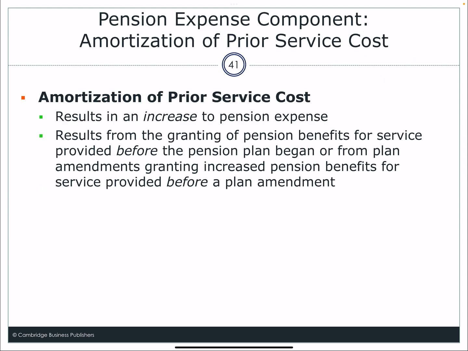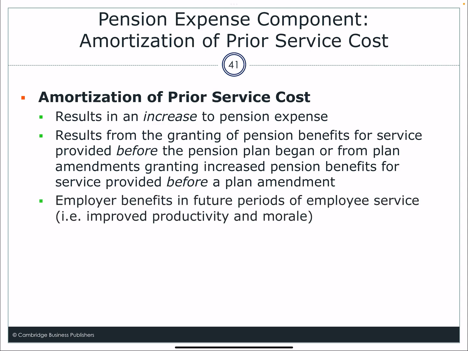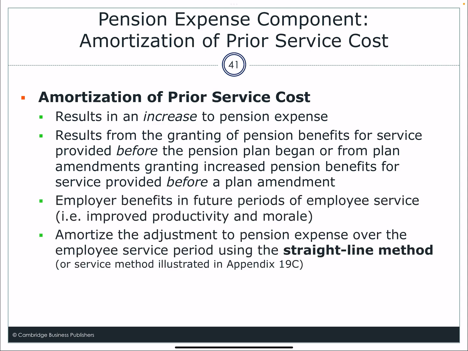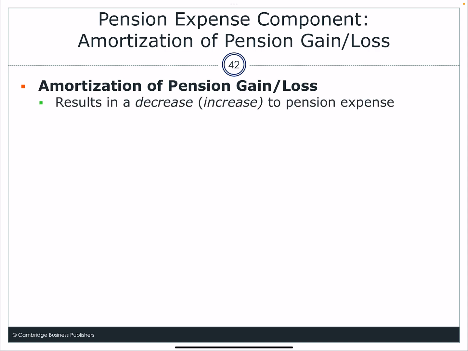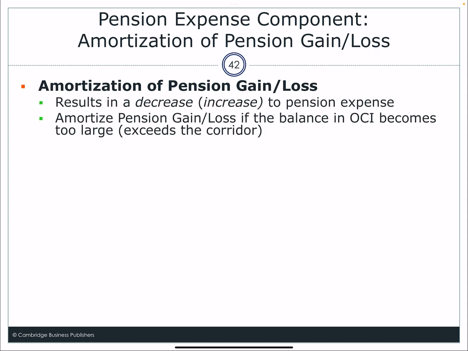And then again, we're going to have an increase to that pension expense for any prior service costs. So these are changes made on plan amendments that impact the current liability. You can usually amortize those via straight line. And then the amortization of pension gains and losses.